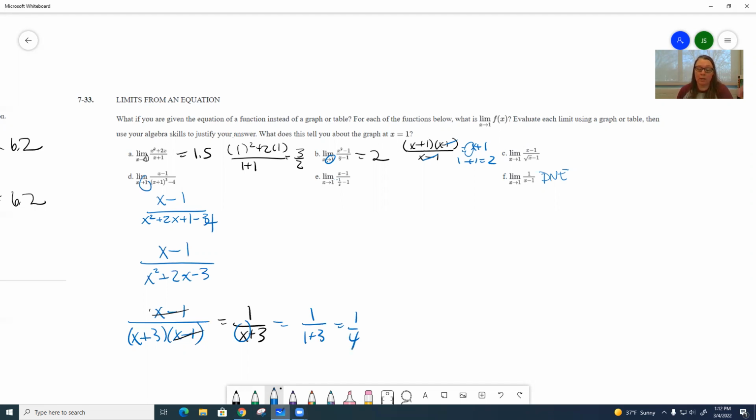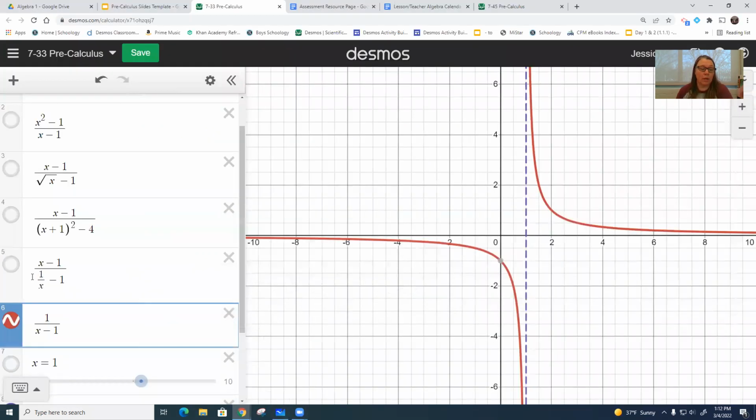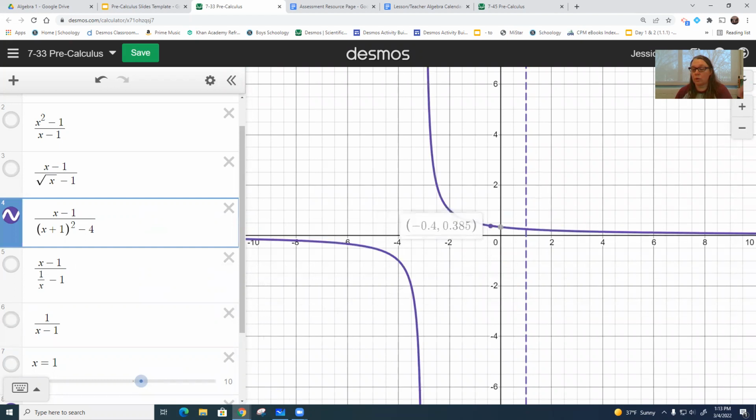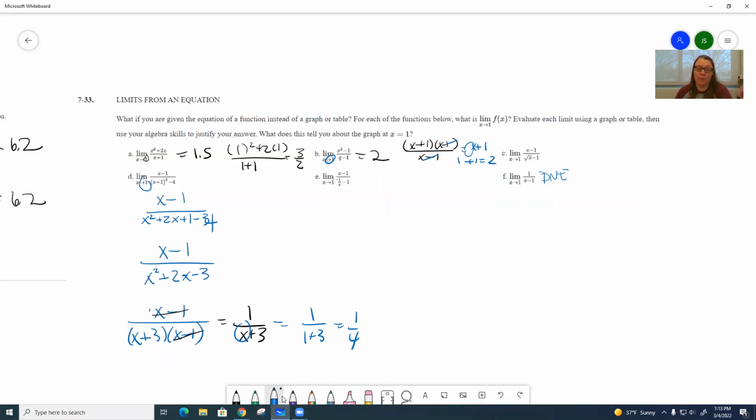If I go back to my Desmos, that was this one here, and I trace and get closer and closer and closer. See what the y values are doing? They're getting closer to 0.25. And if I come at it from this side, also closer to 0.25. So for some of them, you are going to have to do some algebraic manipulation to make that work.